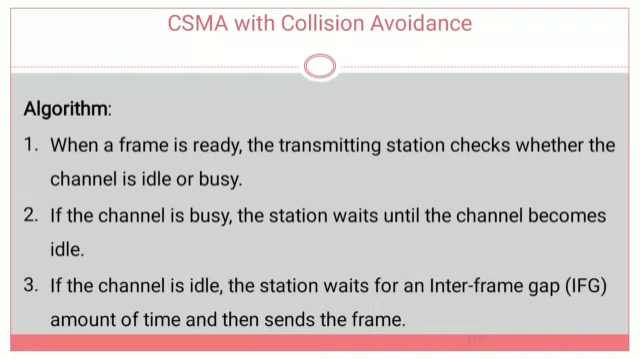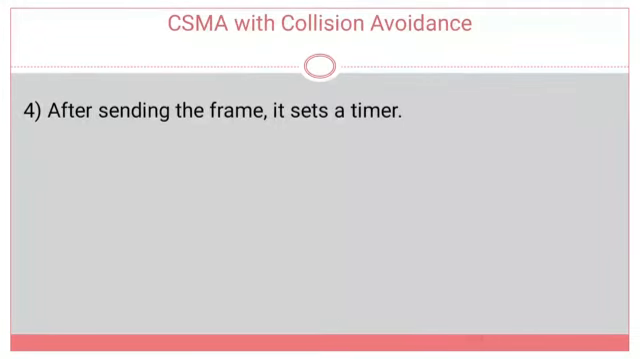This is also common up to the CSMA with collision detection protocol. Now, if the channel is idle, then the station waits for an interframe gap, also called interframe space (IFS) or IFG, amount of time, and then sends the frame. This is the additional feature in CSMA with collision avoidance. Up to CSMA/CD, if the channel is idle, the station transmits the packet immediately. But here, it waits for an interframe gap and then sends the frame. After sending the frame, it sets a timer.